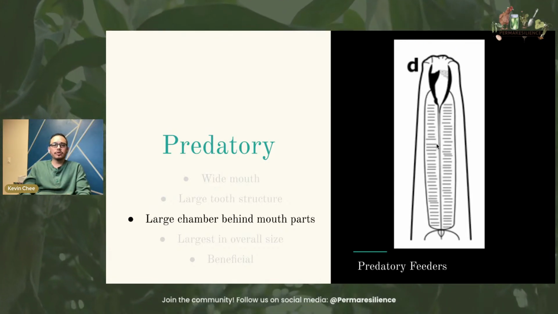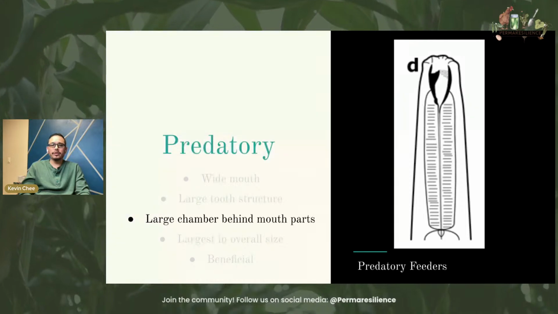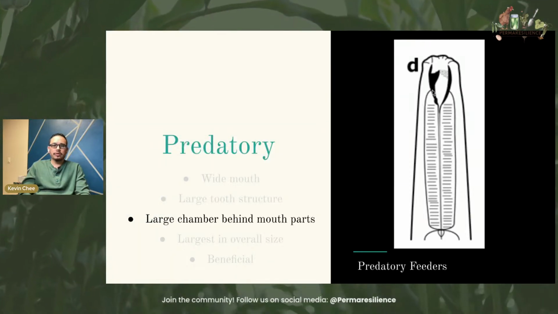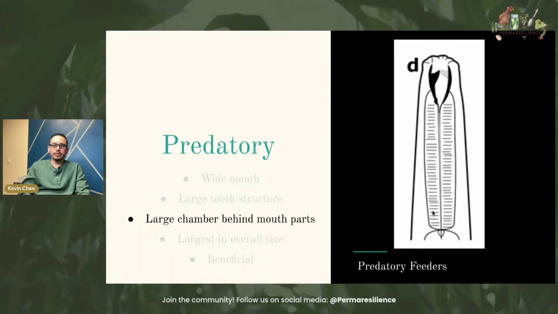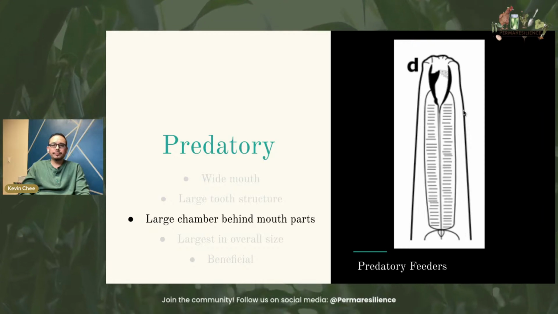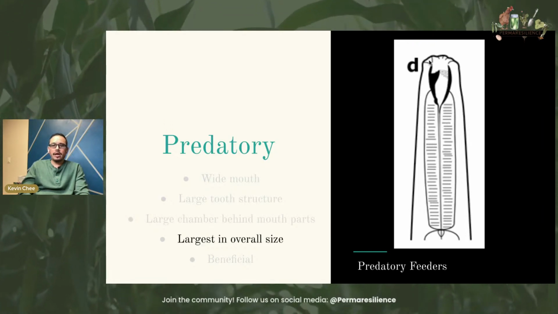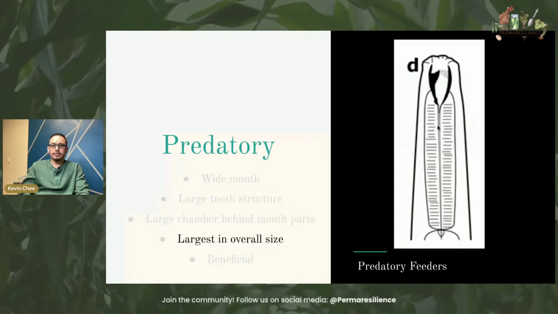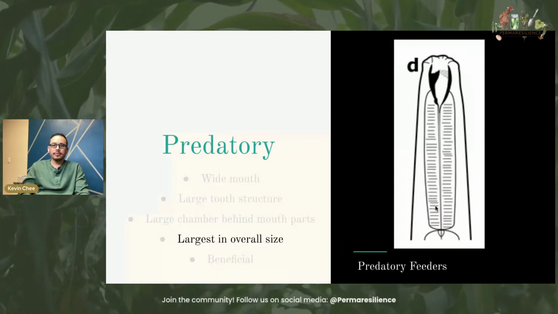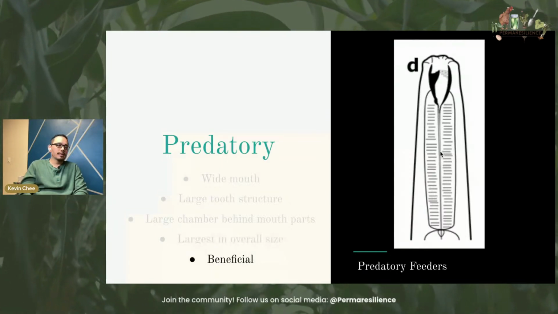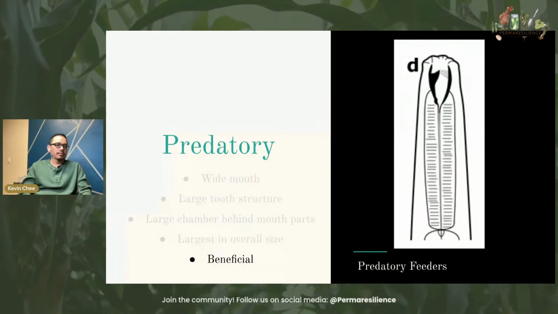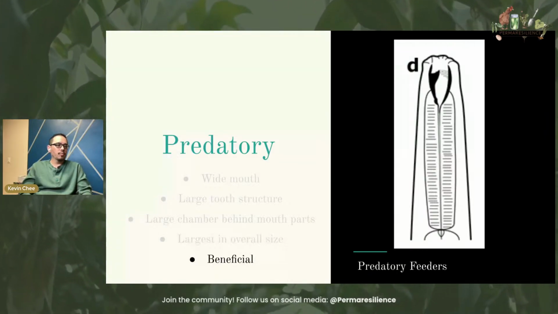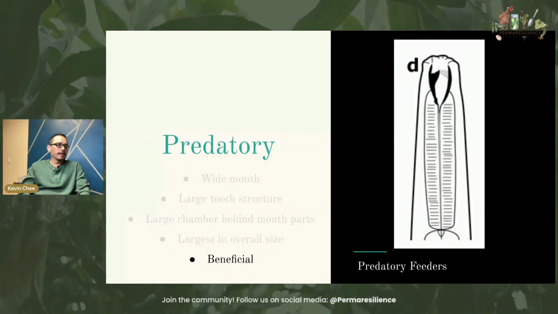It could be bacterial, it could be a root feeder, it could be a fungal feeder, because predatory nematodes are the largest in their types. And so they will grab another nematode and they'll just start pulling it into its body, into this empty chamber here, and start consuming it. These are definitely beneficial when it comes to the types of nematodes that we want in our soil systems.